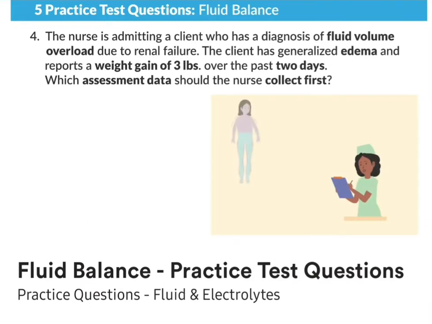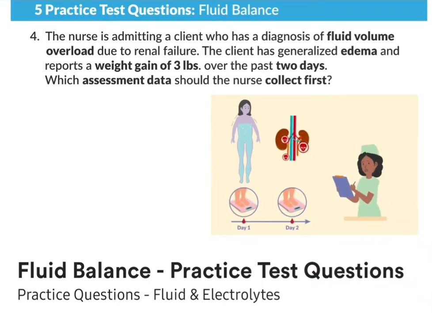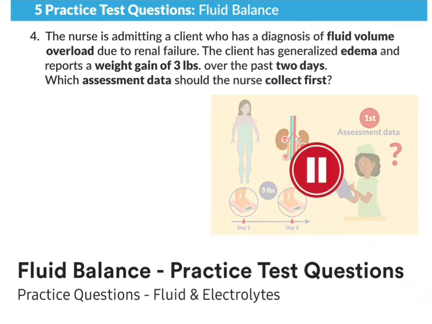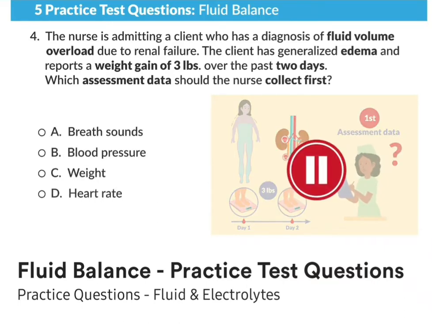The nurse is admitting a client who has a diagnosis of fluid volume overload due to renal failure. The client has generalized edema and reports a weight gain of 3 pounds over the past 2 days. Which assessment data should the nurse collect first? Okay, pause the screen and try your best to answer this question. Now let's break it down.